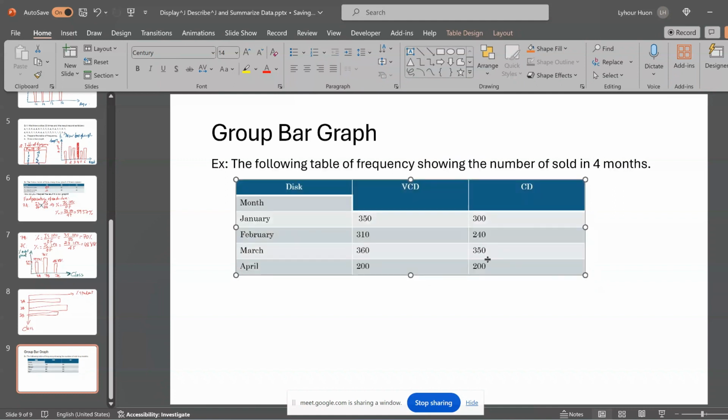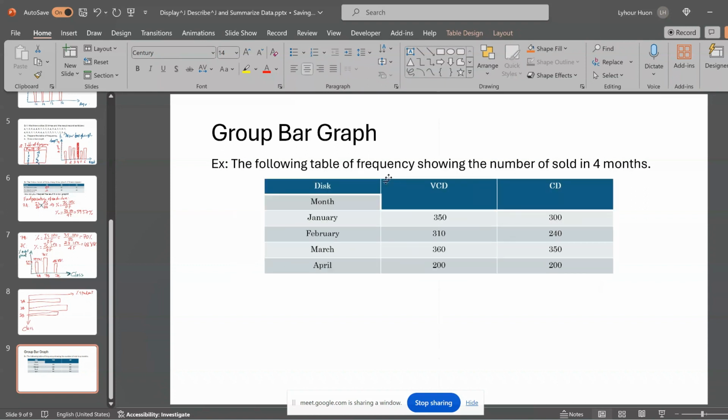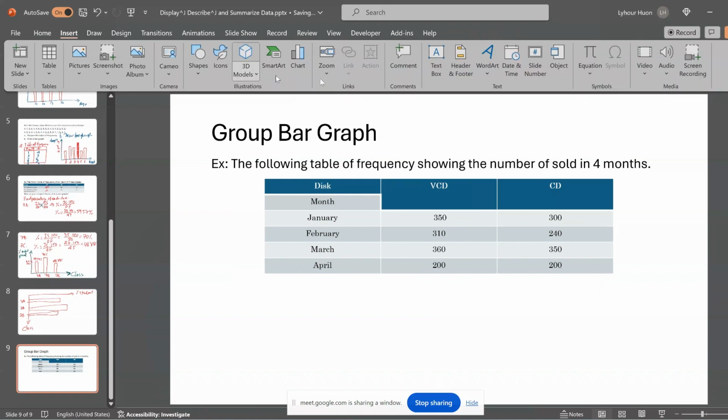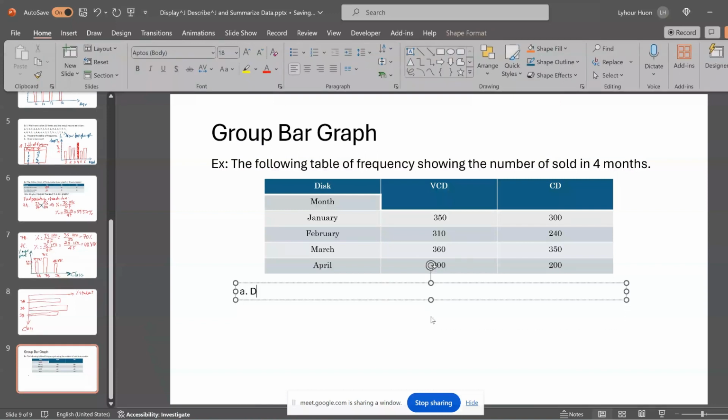Okay, make it easier here. And the question is: A, display a group bar graph, and for B, find the difference of the number sold of CD and VCD. VCD and CD. Okay.